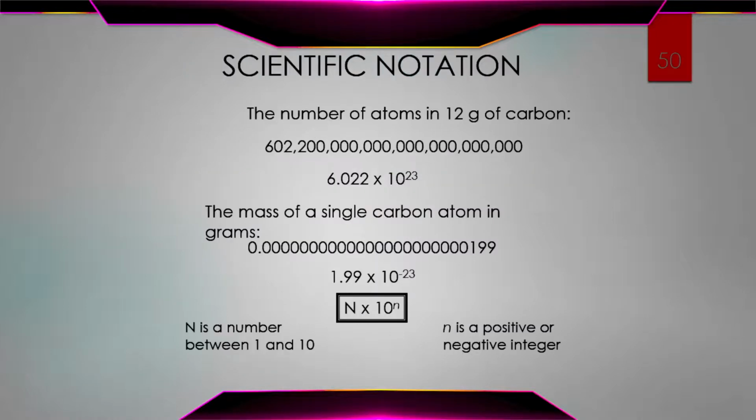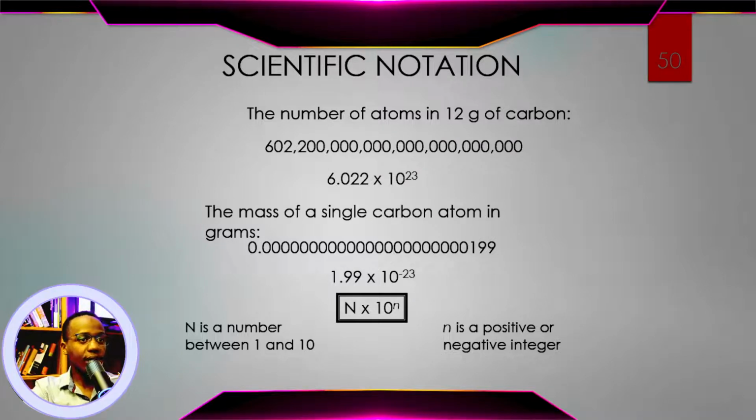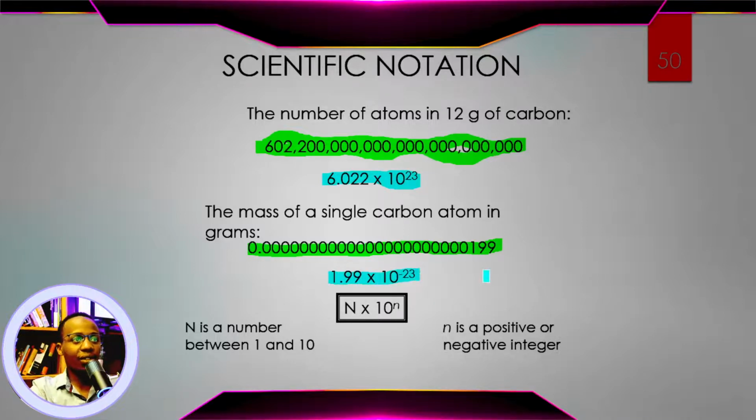And the rule that we use. Again, this is an example of how this is really long. This is called Avogadro's number. Look at how big it is. Or the mass of a single atom of carbon, it's really, really small. Instead of writing it this way, why don't we just write it in a shortened version? So we write it this way, and this is called scientific notation.